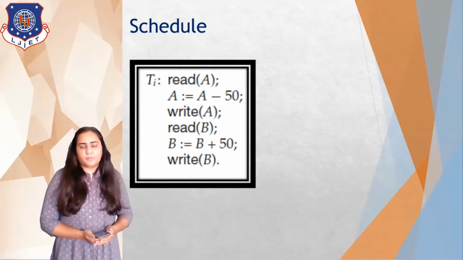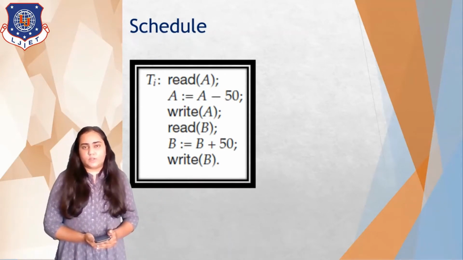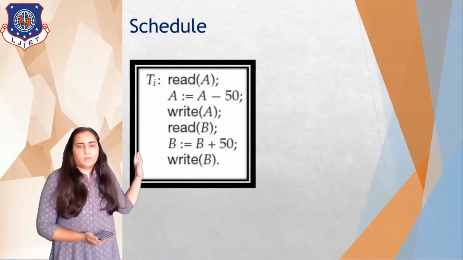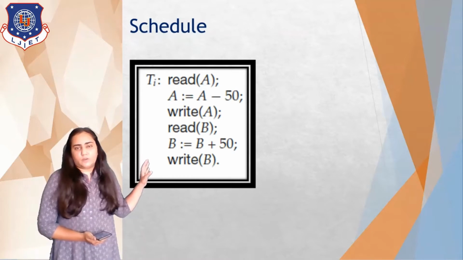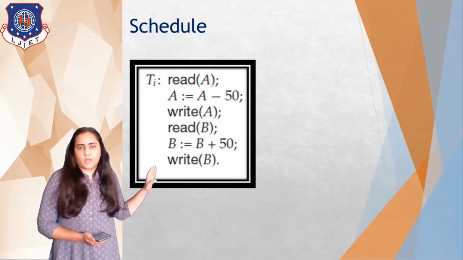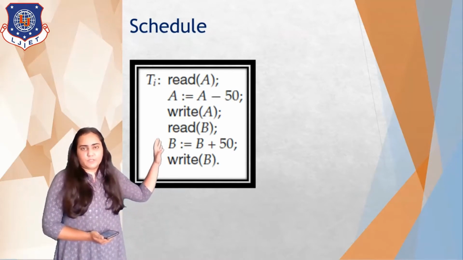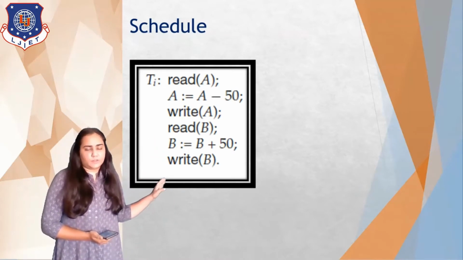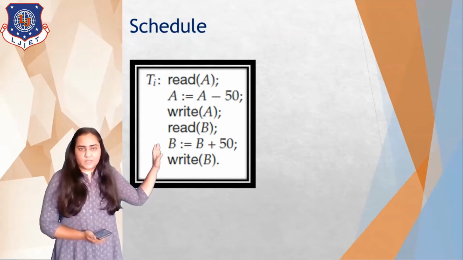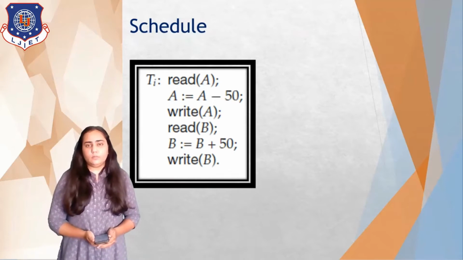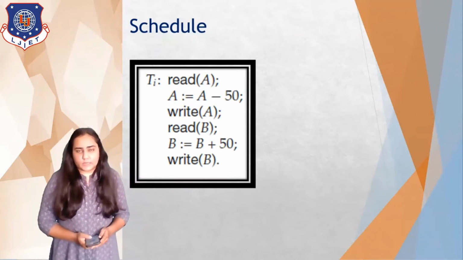So this is a very simple T1 schedule, and I've used this in the previous videos also. So you can think of a scenario where A and B are accounts, and so this transaction is actually transferring the amount of 50 from A to B, because from A it is being subtracted and it is being added into B. So this is one transaction.